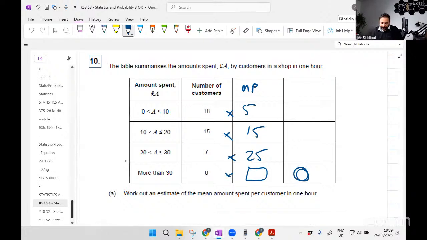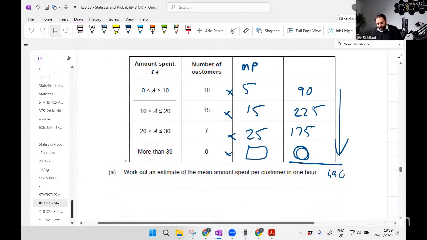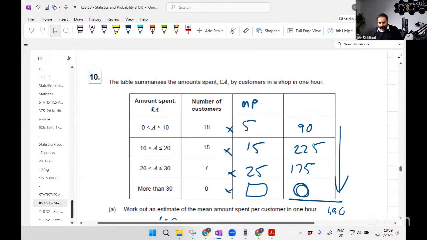18 times 5, I'll see if I can do this in my head, is 90. 15 times 15 is 225, I think. 7 times 25 is 175. If you add all of these together, that is 490, I think. So you add up this column, and then you do 490, which is what everything adds up to, divided by how many there were.